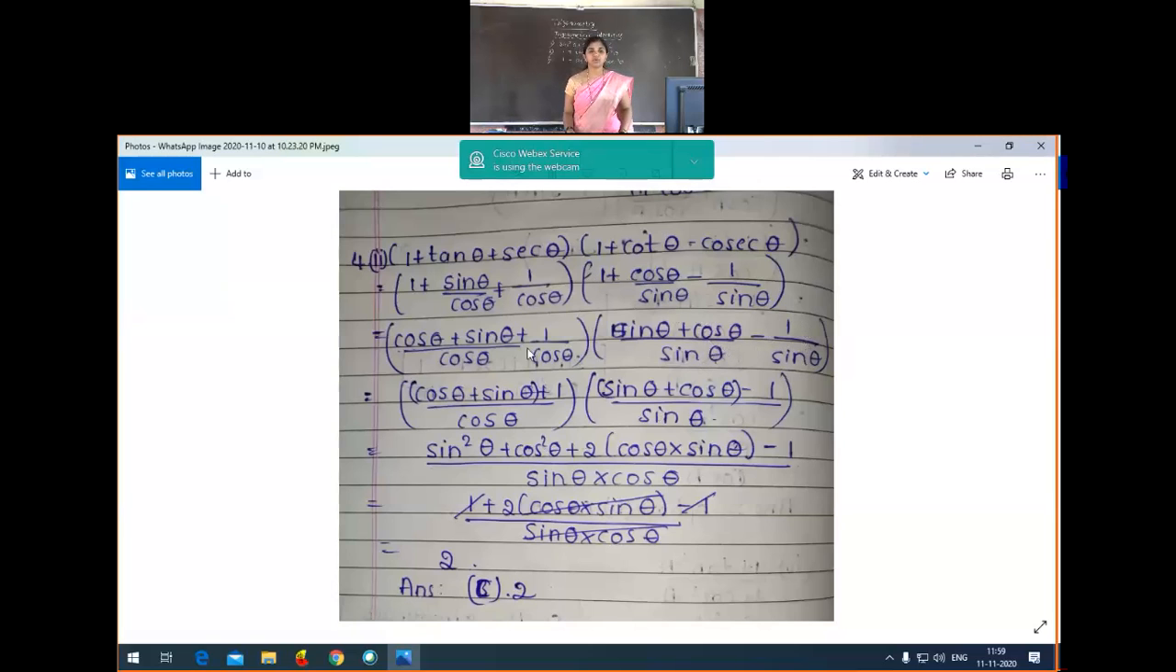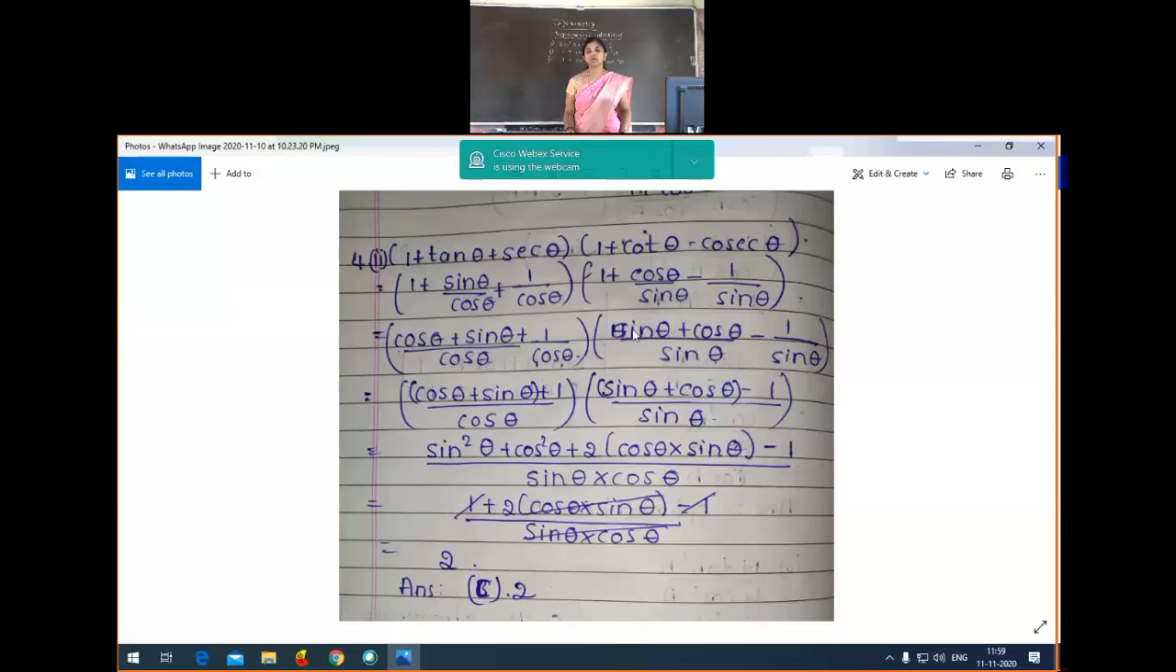Now we have to add these two, this one and this one. They have the same denominator, so cos theta in the denominator. We have to add the numerators, that is cos theta plus sine theta plus 1. Here also sine theta is the same denominator, so sine theta in the denominator.